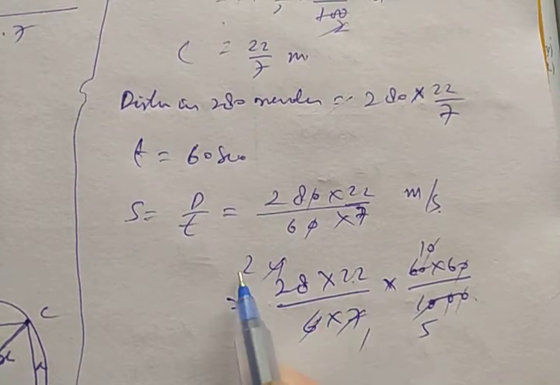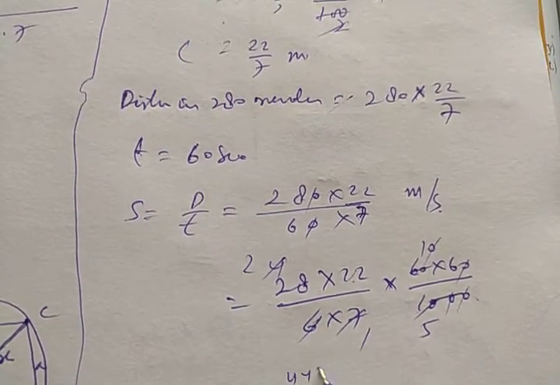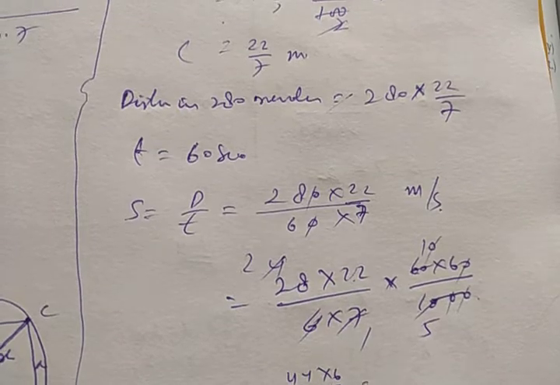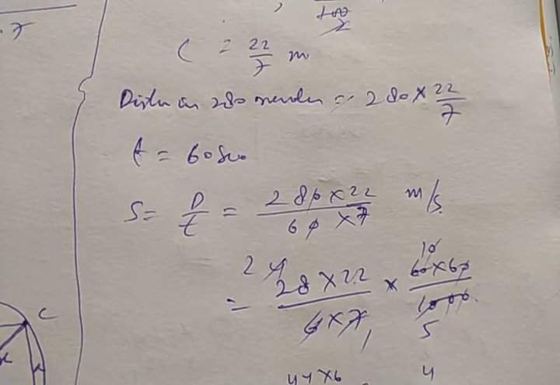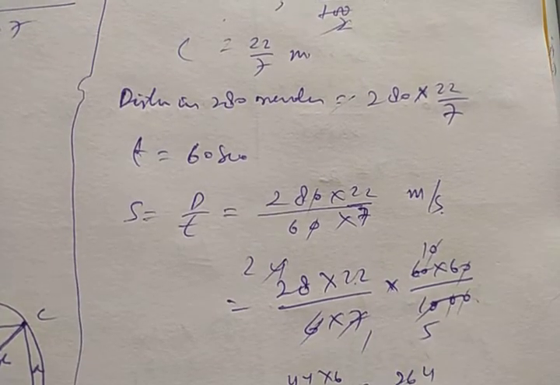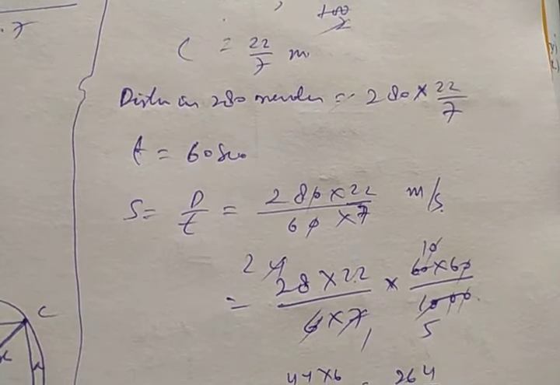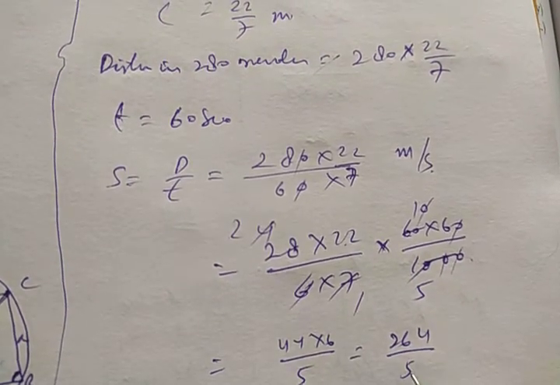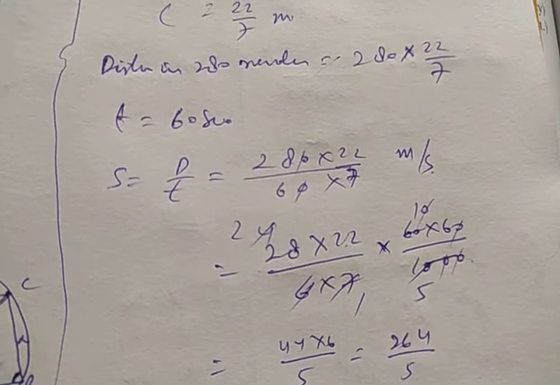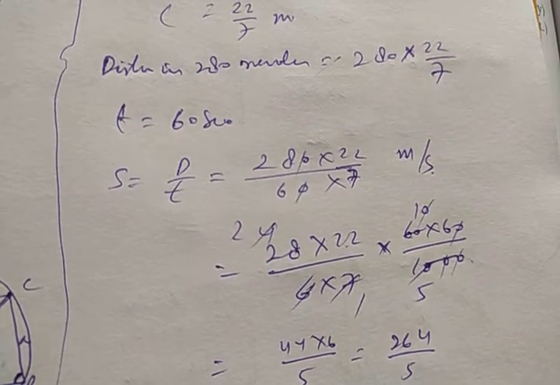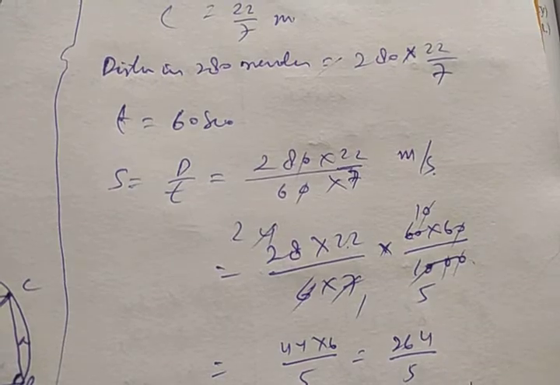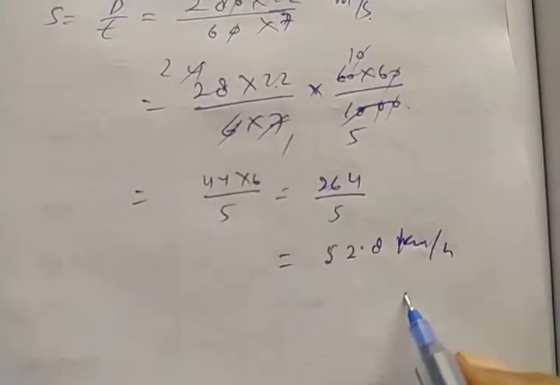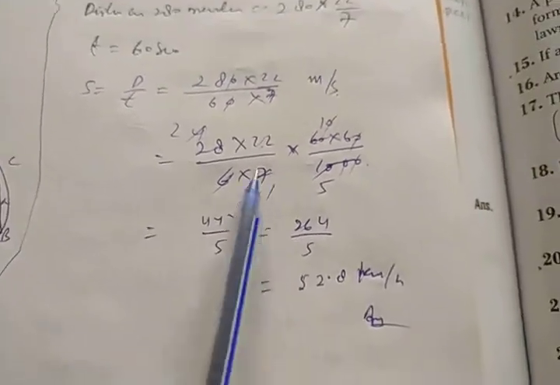This will become 22 twos are 44 into 6 upon 5, 6 fours are 24, 26 upon 5. Or rather you can divide: 5 fives are 25, 1 is remainder, 14, 5 twos are 10, 5 eights are 40, so 52.8 kilometer per hour. This is the answer. This much is the calculation.